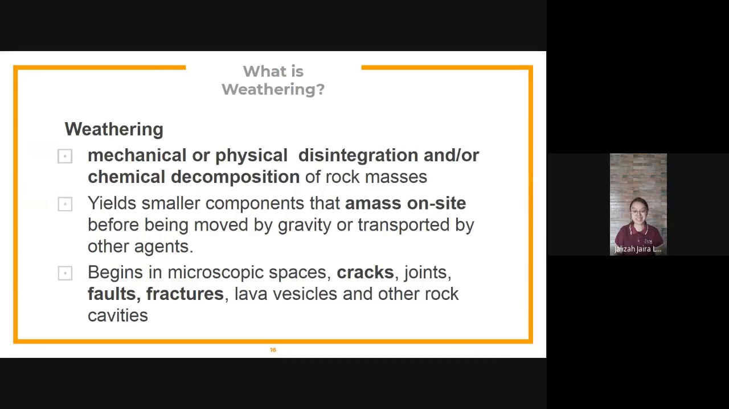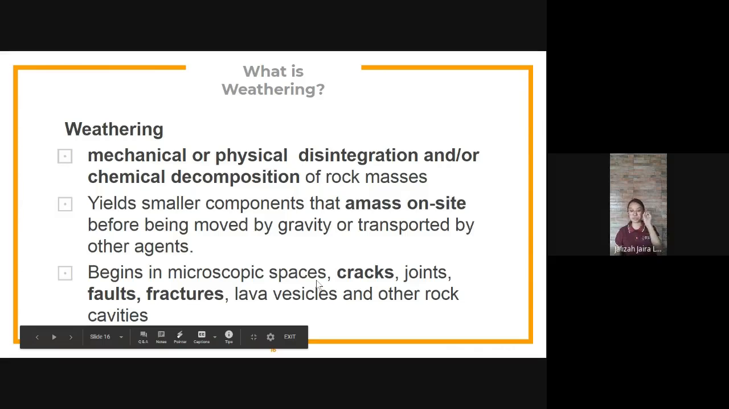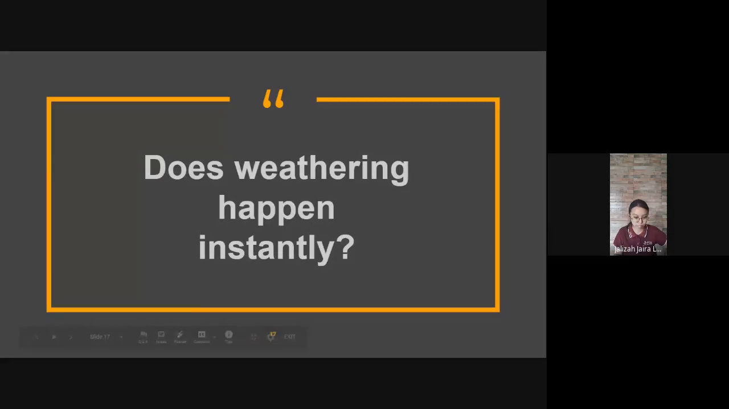So weathering can exist via mechanical or physical means, chemical means, or biological means. The idea is that it yields smaller chunks of rocks, or even sometimes particles of rocks. So this begins in small cracks, small joints, small fractures, small faults.